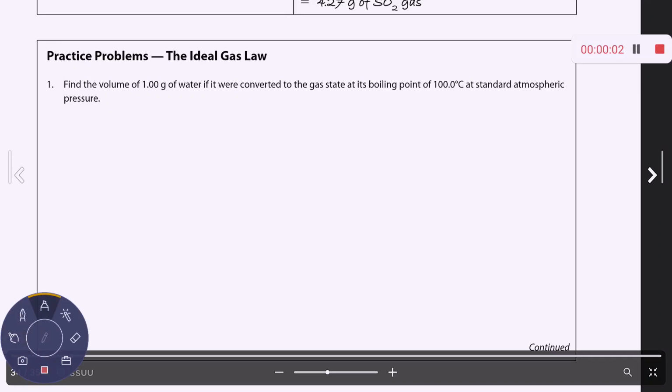So here it says they want us to find the volume of a gram of water at its boiling point and at standard atmospheric pressure. Okay, so we need to look at P, V, N, R, and T. So my pressure is a standard atmospheric pressure. Look back at section 1.1.